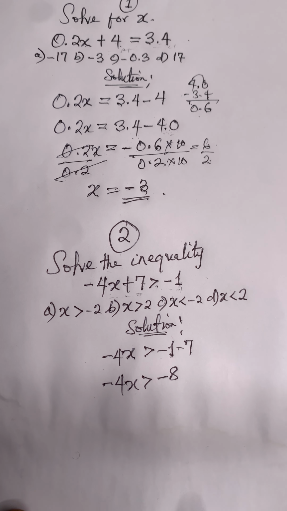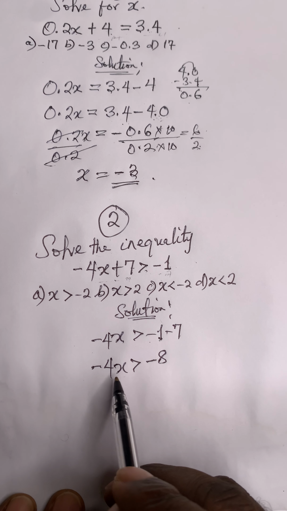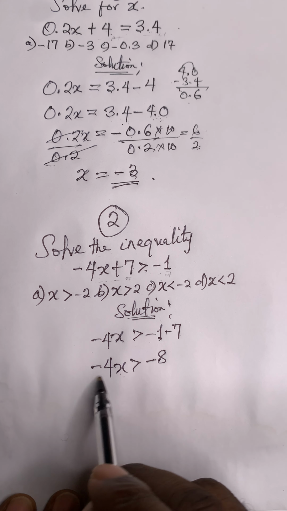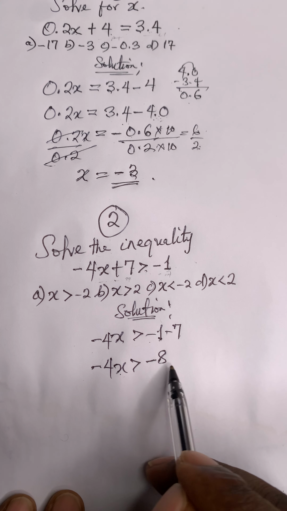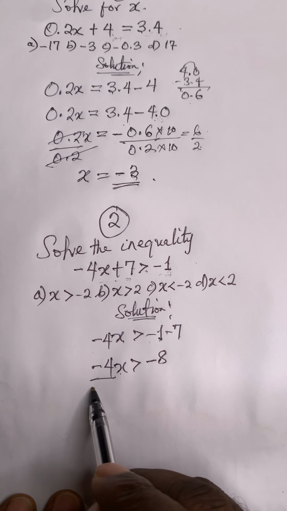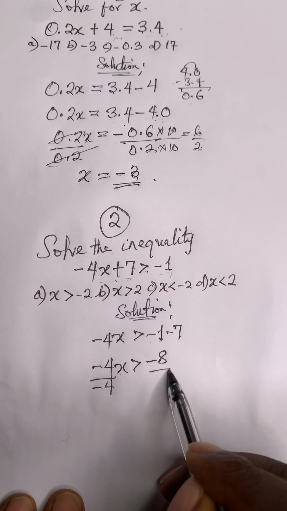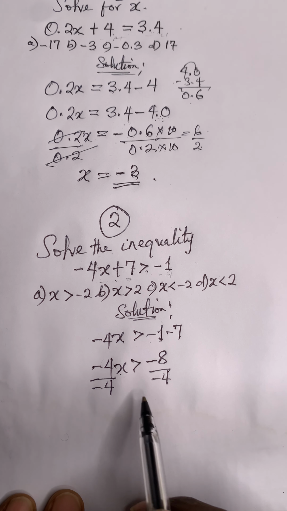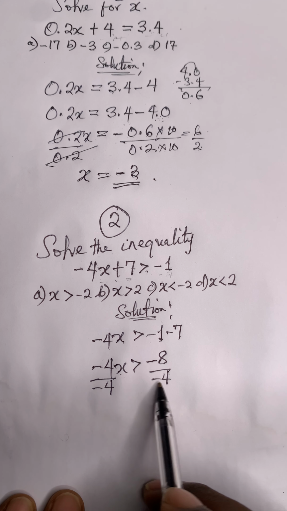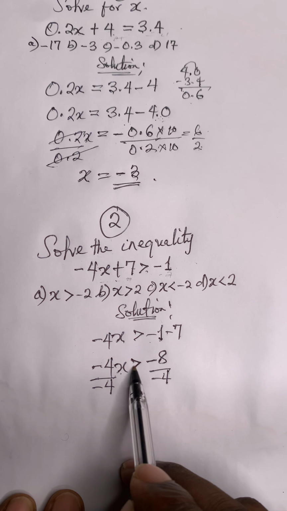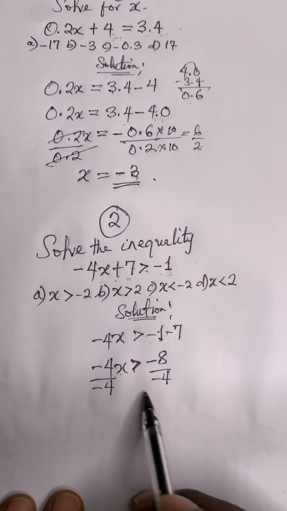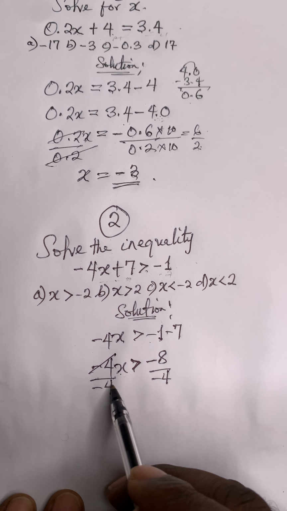So here comes the main business. You're looking for x. So for us to be able to get this x, we have to remove this negative 4. And the only way to do that, we can't cross it. We only need to divide both sides by negative 4. Dividing both sides by negative 4. And of course, immediately we divide both sides of the inequality by a negative number, this sign, greater than, will change to less than. It will reverse.